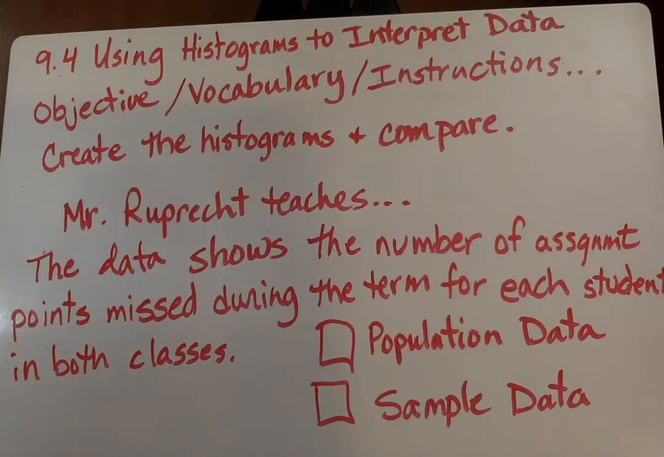What is a histogram? A graphical display of data using bars of different heights. The data is grouped into ranges, and the height of each bar shows how many elements fall into each range. So we're going to create the histograms and compare.